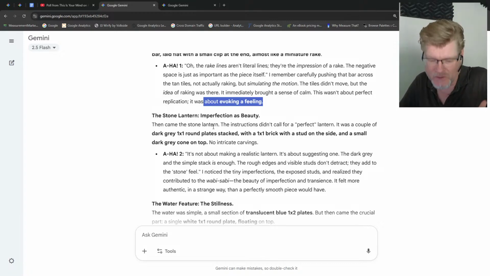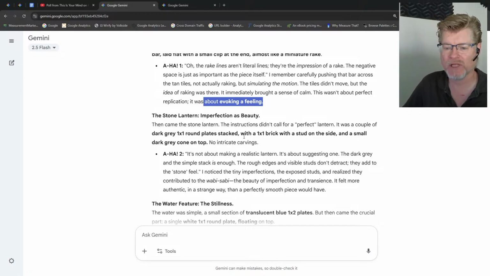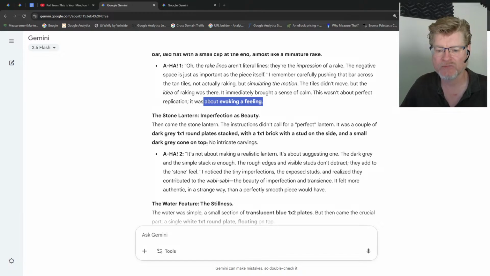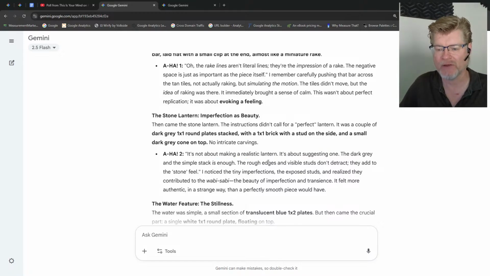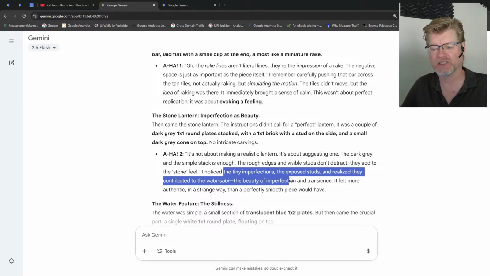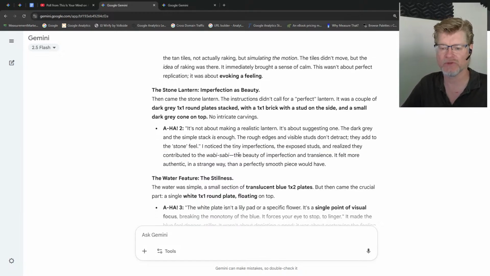Okay, so the stone lantern, imperfection is beauty. Then the stone lantern, these little Japanese gardens have stone lanterns. It wasn't the perfect lantern. It was a couple of dark gray, one plate stacked with one by brick, and a small dark gray cone on top. No intricate carvings. It's not about making it realistic. It's about making the dark gray that it's enough. The round edges and visible studs don't detract. They add the stone feel. I noticed the tiny imperfections, the exposed studs. They realized they contributed to the beauty of the imperfection.